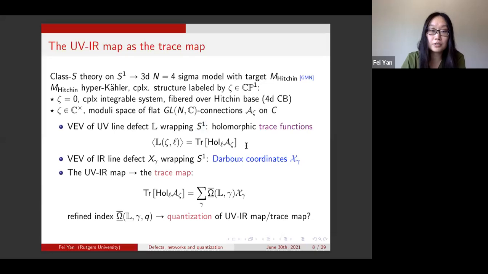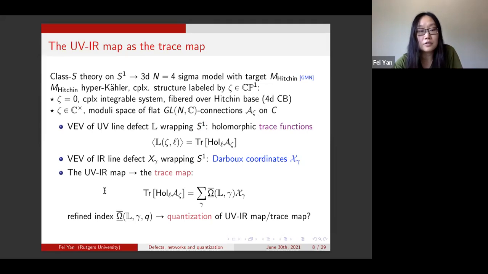So this is a UV picture. In the infrared, you get a similar thing. However, instead of global functions, the web of infrared lines wrapping the circle only gives you the local Darboux coordinates labeled by chi gamma on the Hitchin moduli space, or moduli space of flat connections.